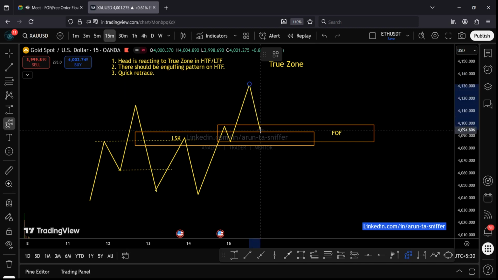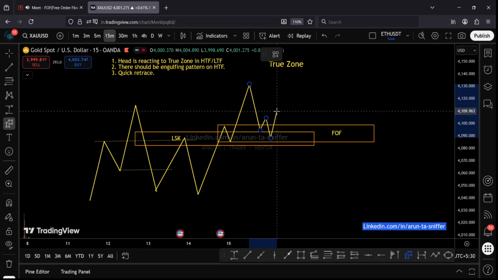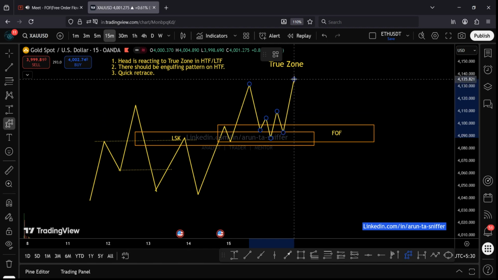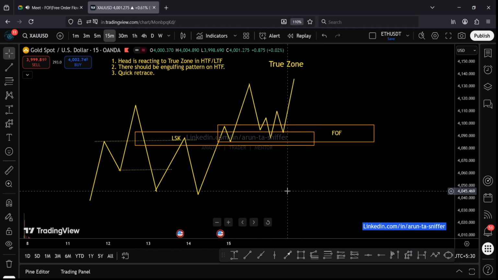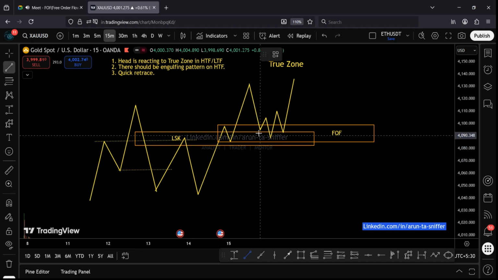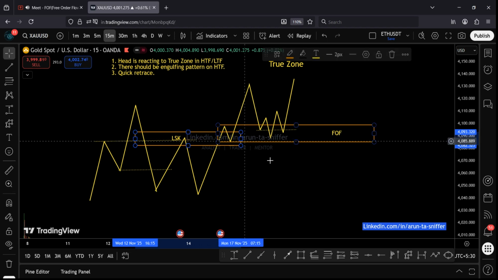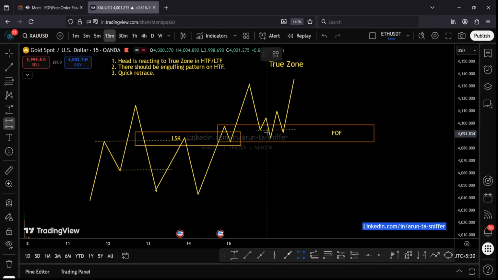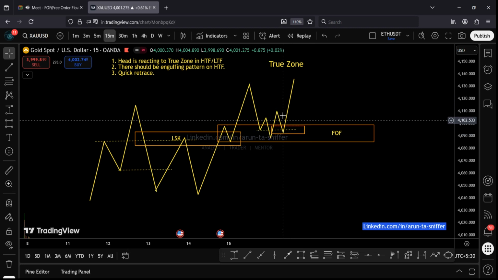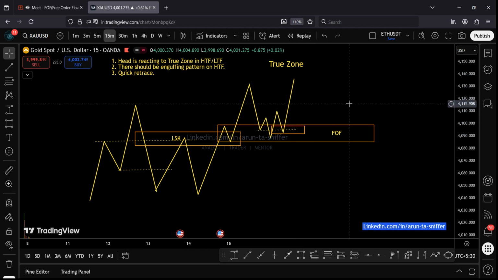Price comes back, goes up, comes back, goes up. So this is a QM at lower time frame. Right here it is a QM at lower time frame and we enter here. So pre-order flow always works as a true zone and we don't take it as a touch trade.